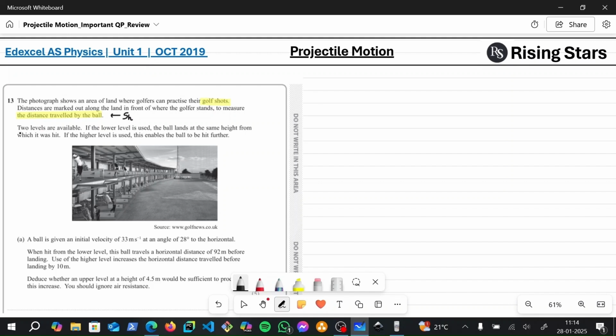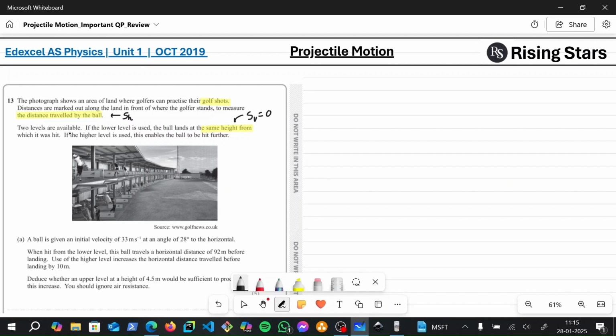All right. Two levels are available. If the lower level is used, the ball lands at the same height from which it was hit from. This means that once the ball lands on the ground, it will again return to the same height it was hit from. This means that the vertical displacement, once it hits the ground, will be 0 for the lower level.